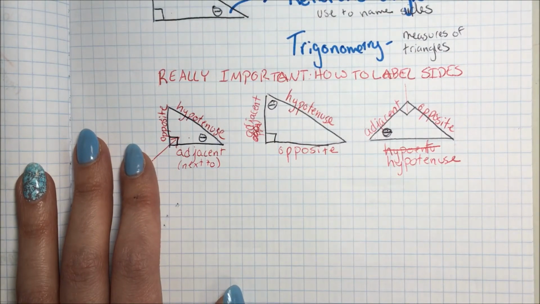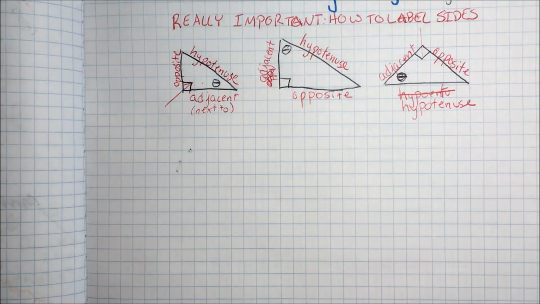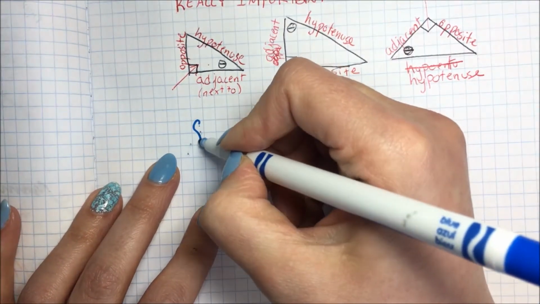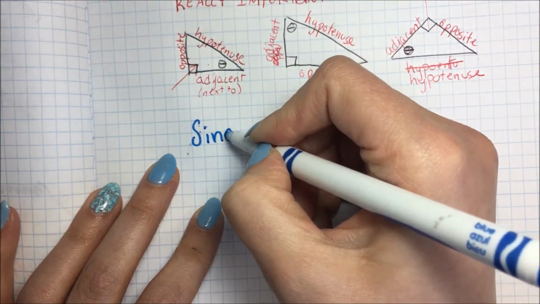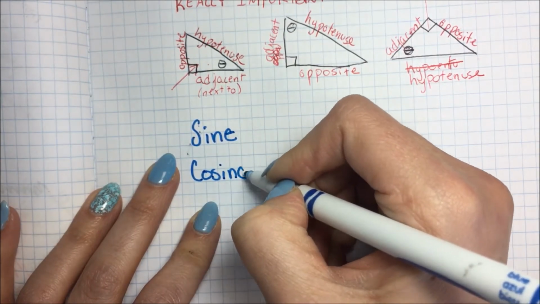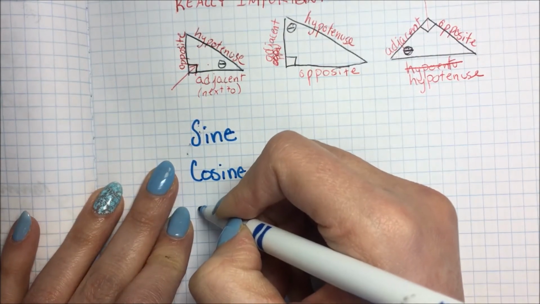So why does this matter? Well, this matters because the three of the most important words in math are these three words: sine, cosine, and tangent.